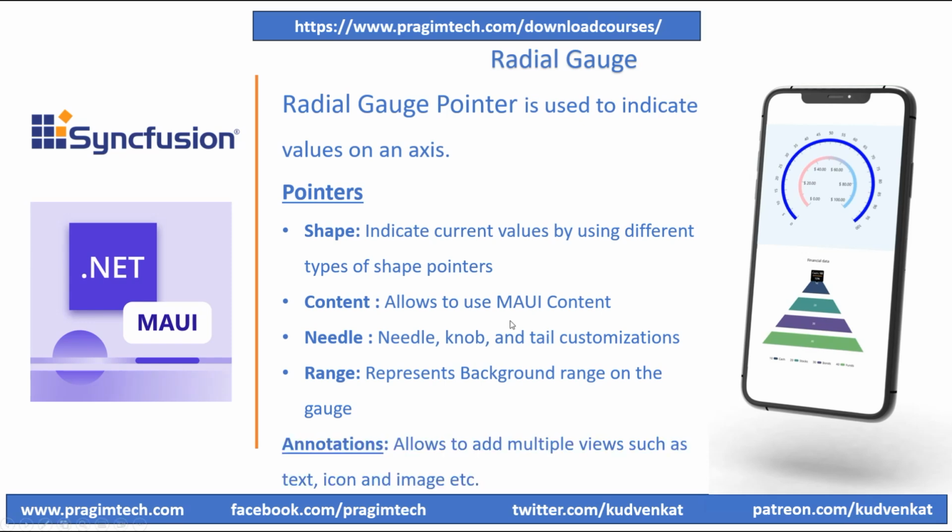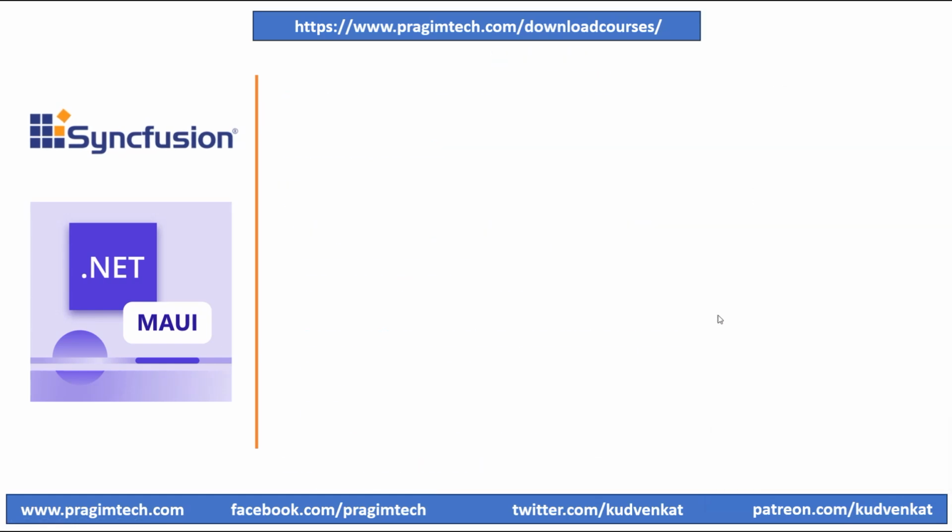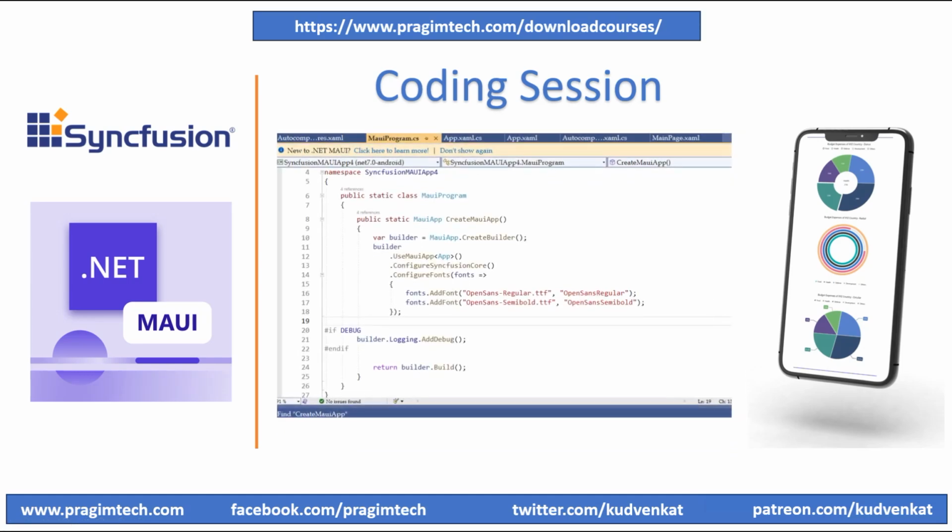Along with the pointers, the radial axis allows us to add multiple views such as text, icon, image, etc. as an annotation to a specific point of interest in the radial gauge. We can customize the annotations based on different properties such as direction value, direction unit, position factor, horizontal alignment and vertical alignment. Let's now switch to the coding session and understand pointers and annotations.